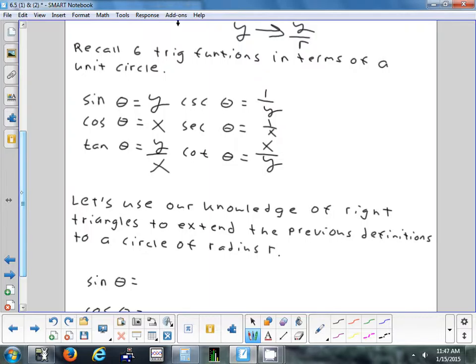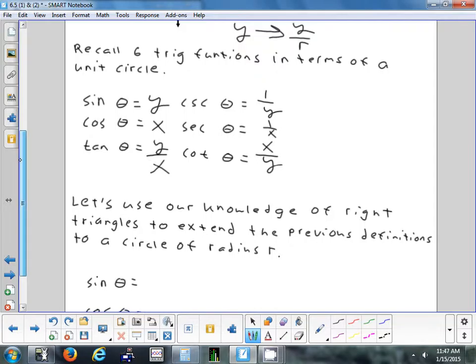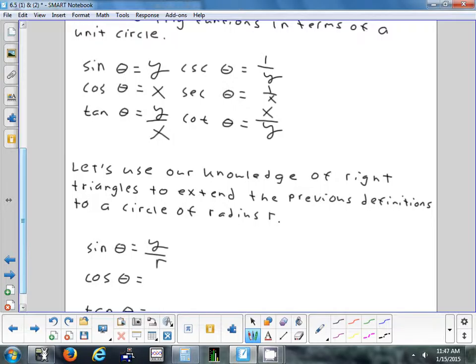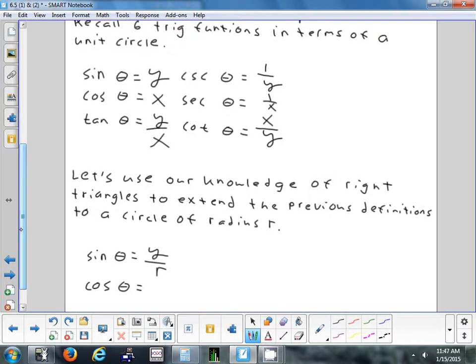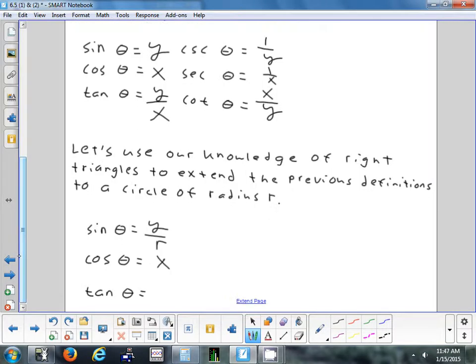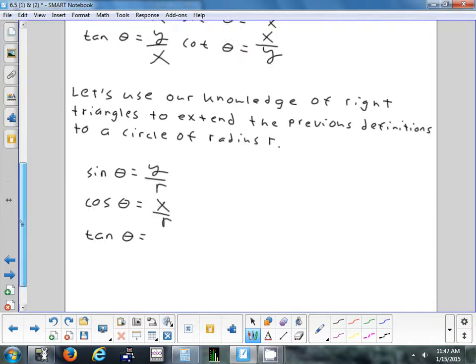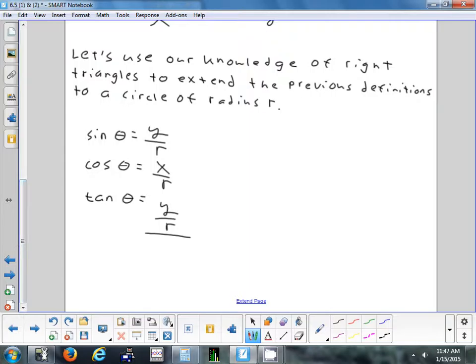Okay, so before, sine was y. Okay, James, what did we just say y is going to become? Y divided by r. Now it's y divided by r. Okay, before, cosine was x. Okay, Jill, what did we say x becomes? X over r. Now, watch what happens when you do it to tangent. Tangent was y over x. So change y to y over r. Change x to x over r. What happens to the r's there? Yeah. They just cancel out and it ends up staying the same.